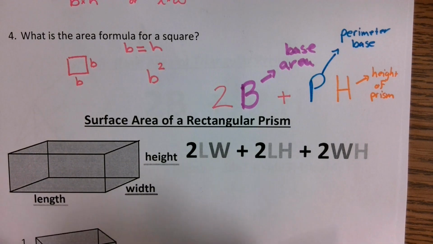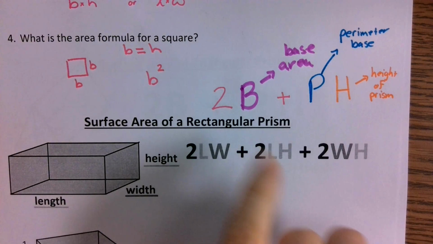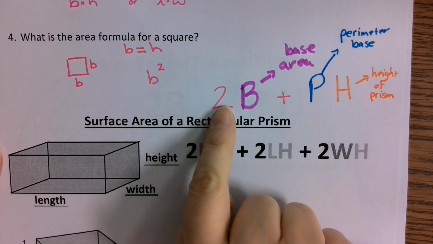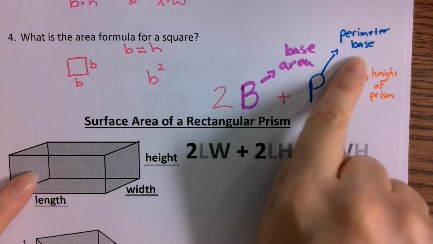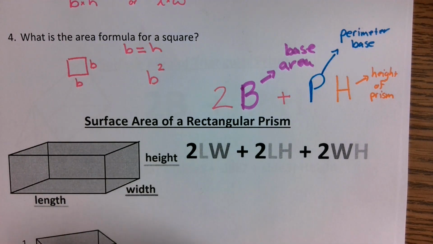Okay, so this is your universal formula. It doesn't matter what kind of prism you have, this is going to be true for all of them. You're going to take your base shape, find the area of it, and double that. You're going to multiply it by 2. Then you're going to take your base shape, find the perimeter of it, and multiply it by the height that connects the two bases together.